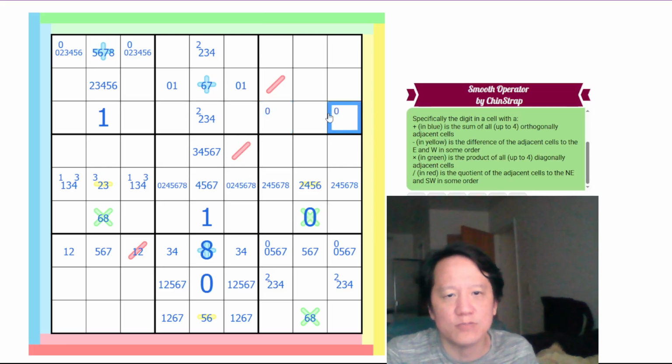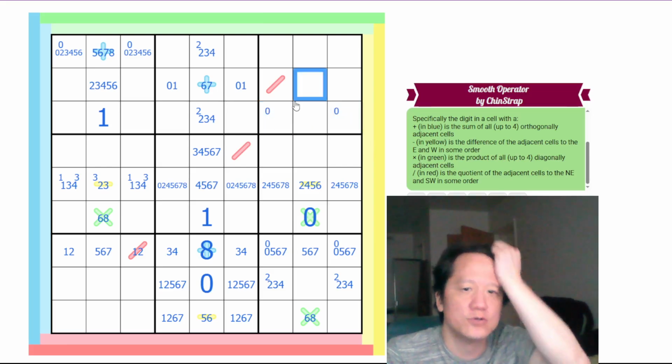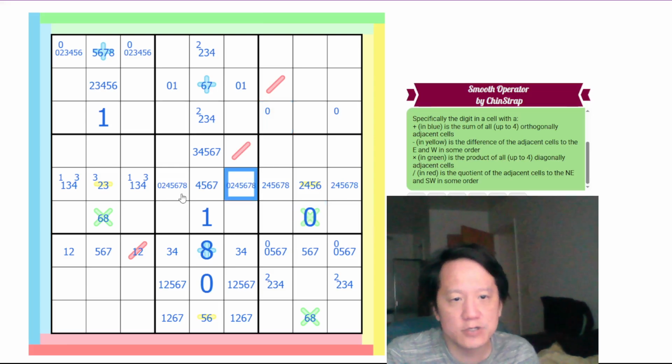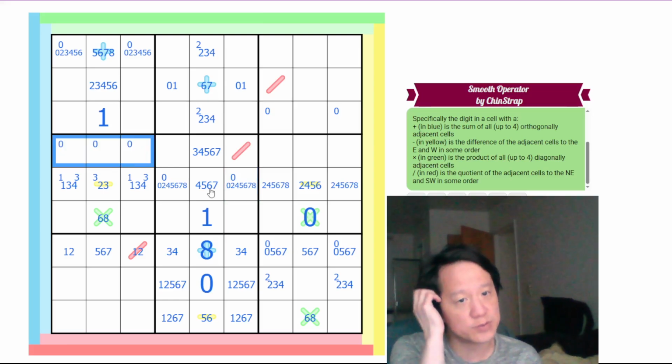Where is 0 in row 3? It must be one of those two. 0 is here, 0 is guaranteed to be here. Where is 0 in row 4? It must be one of those three.